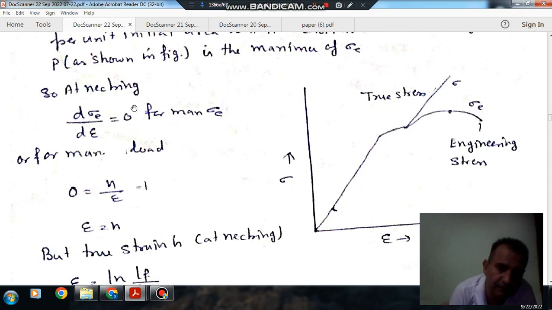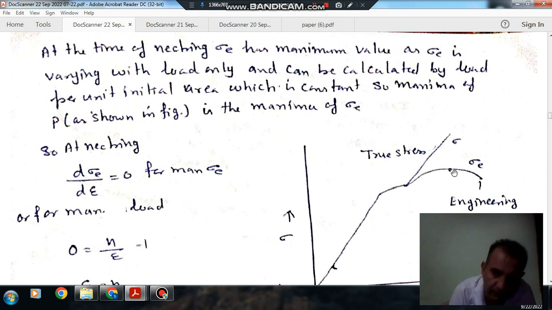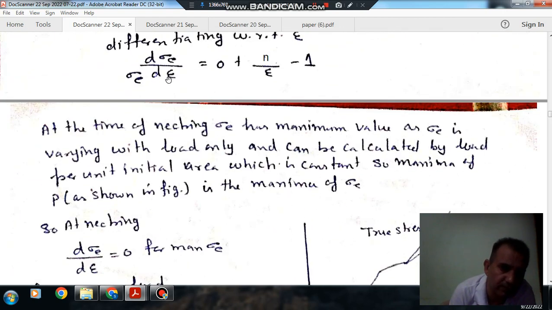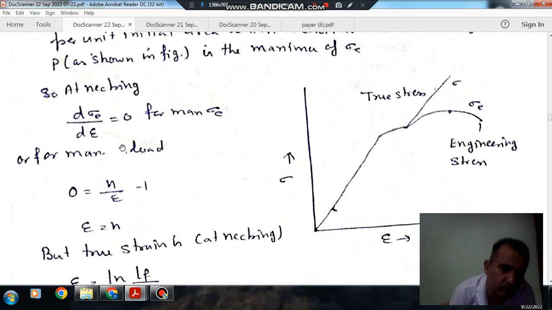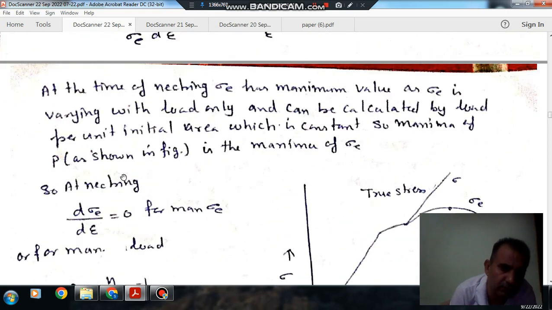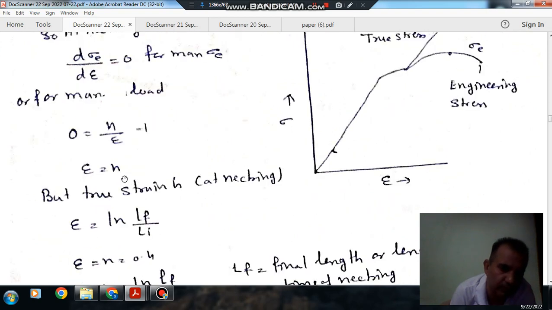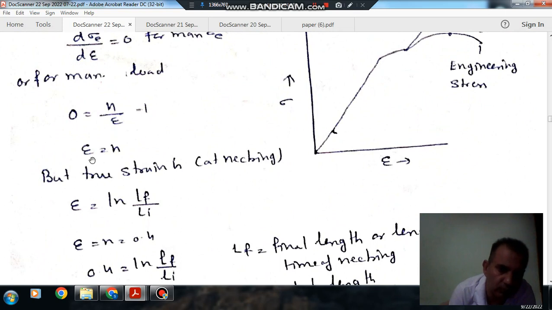So considering the necking point, as the value of sigma e is maximum, d sigma e by d epsilon will be equal to 0, because this is the maximum point. Now in this equation we put d sigma e by d epsilon equal to 0. It comes out as 0 equals n by epsilon minus 1, so epsilon equals n. So the true strain is equal to n.